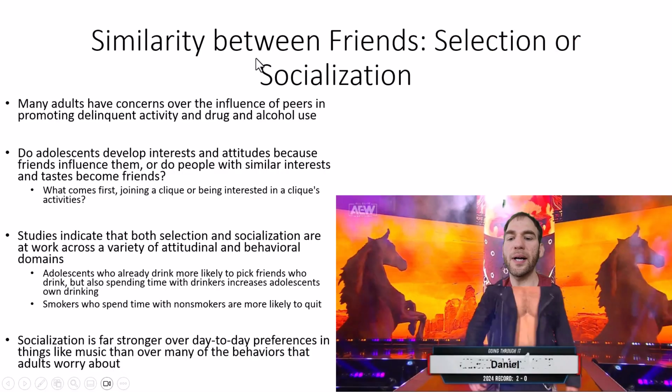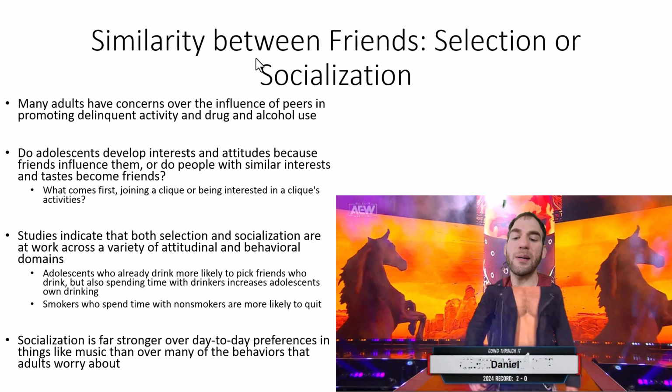Next, let's talk about drinking among teenagers and adolescents broadly. Many adults have concerns over the influence of peers in promoting delinquent activity and drug and alcohol use. The question is, do adolescents develop interests and attitudes because friends influence them, or do people with similar interests and tastes become friends? That is, what comes first, joining a clique or being interested in a clique's activities?